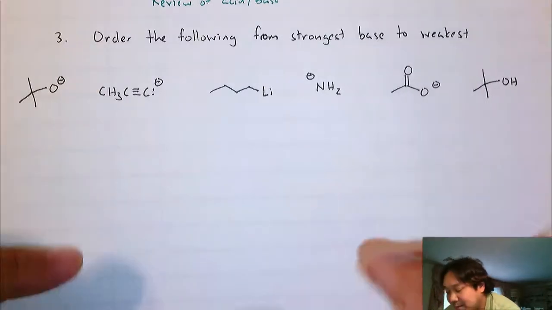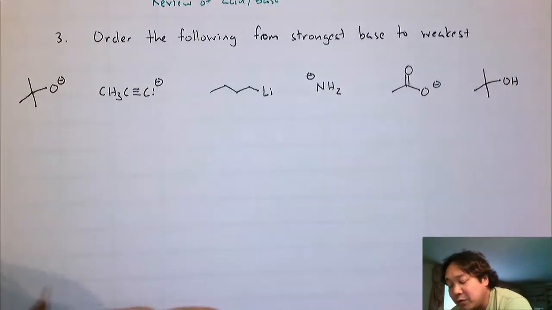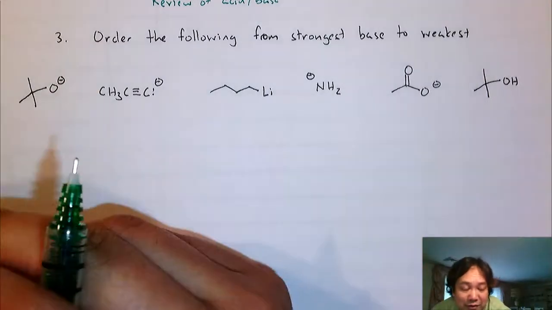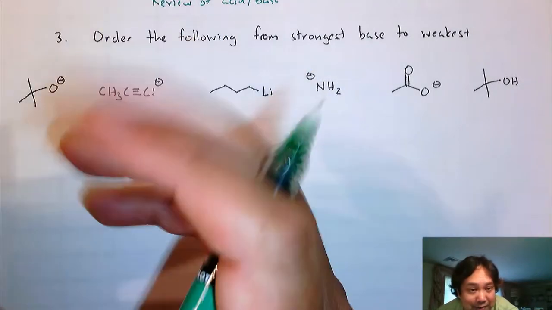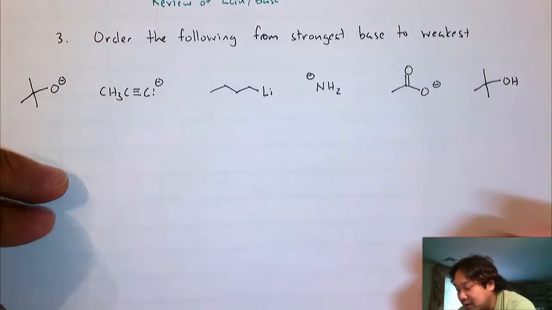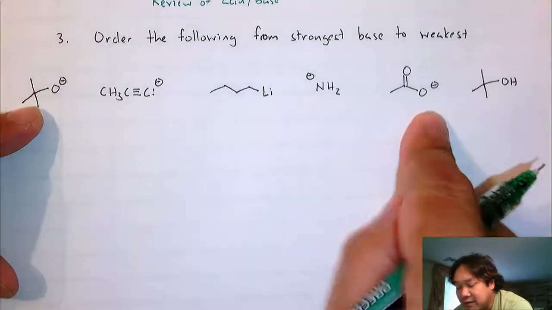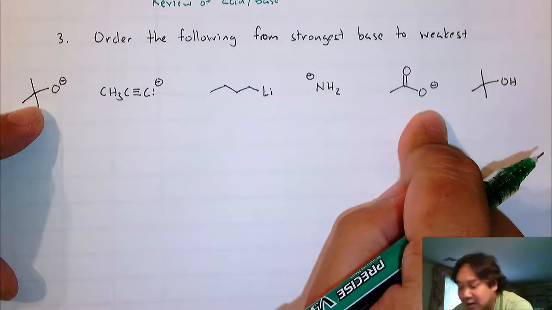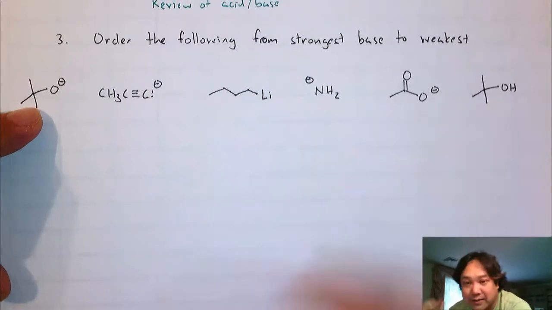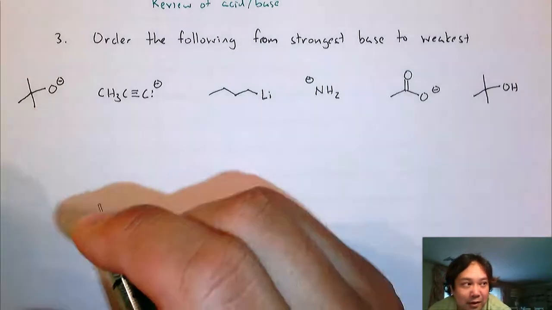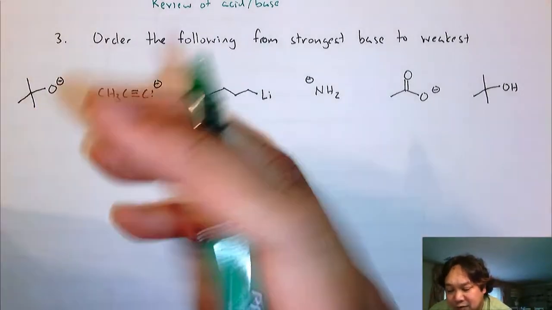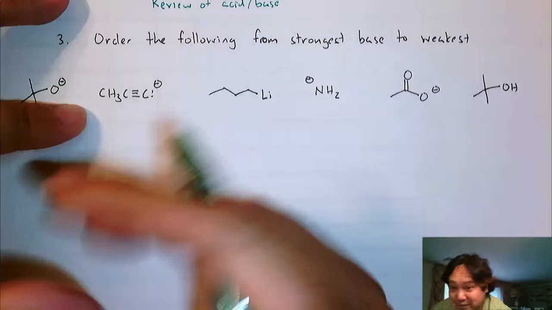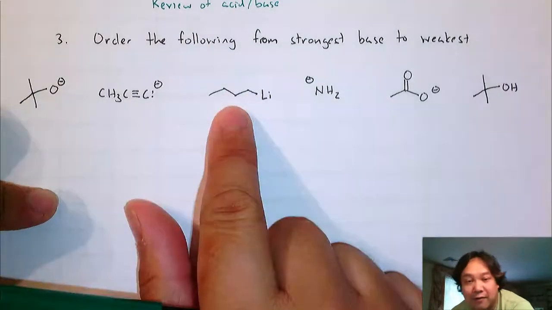And you do want to make a list of what are the strong bases and what are the weak bases. Now, typically, anions are the strong bases, and neutral are the weak bases. But there are some depictions of molecules that are a little bit confusing. In particular, this guy right here.